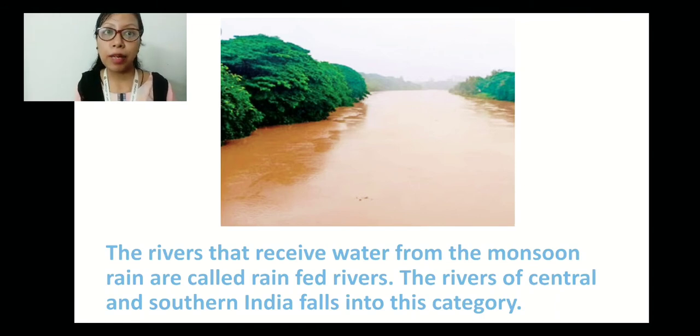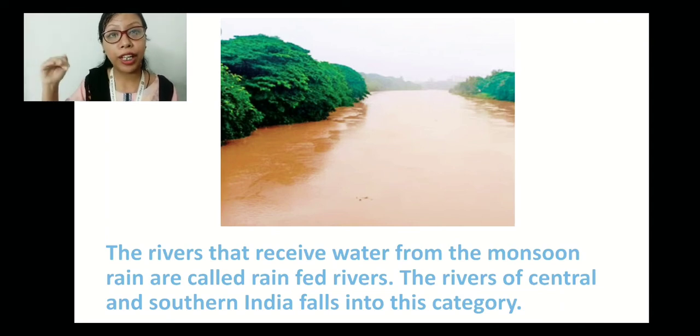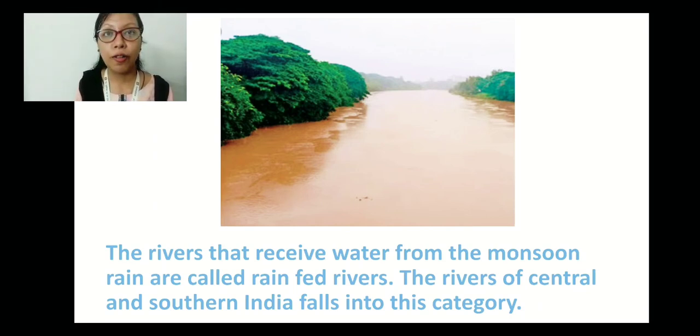But this river's color is very different. Rain-fed rivers' colors are very different because when the rain comes, it rains on the mountains and the mud. Every state, every area has a different color of mud. So, it brings the mud down. This has a red soil. If you can see, that's why the color of the river is red.